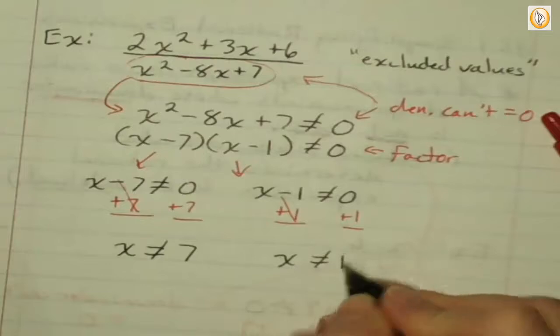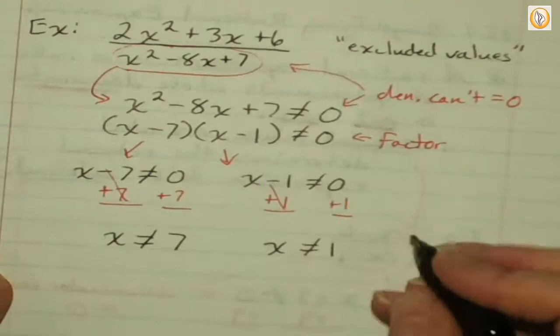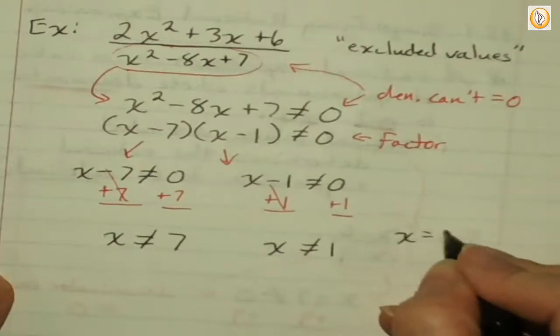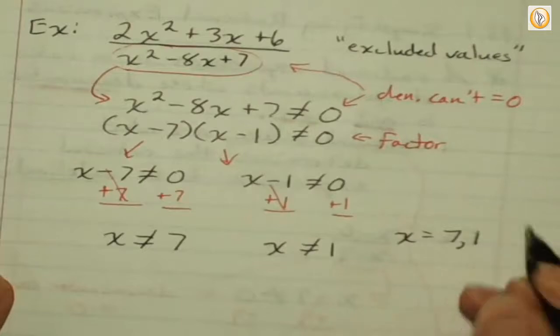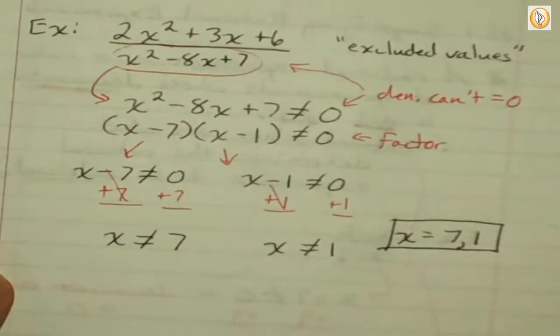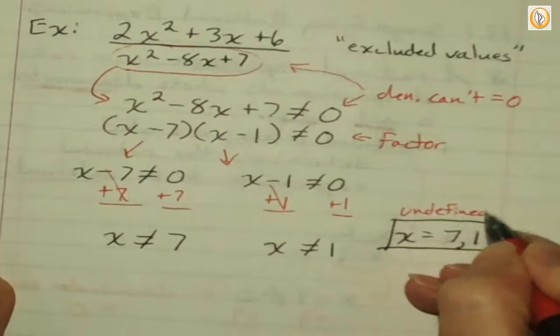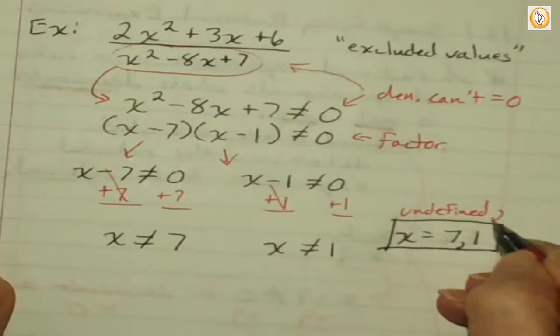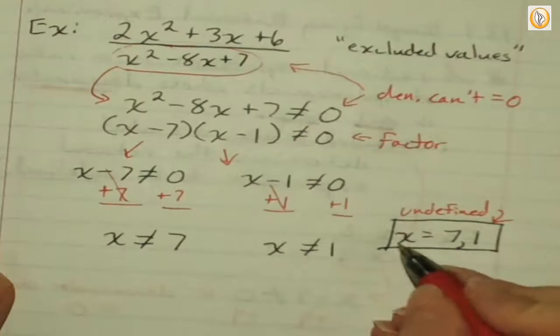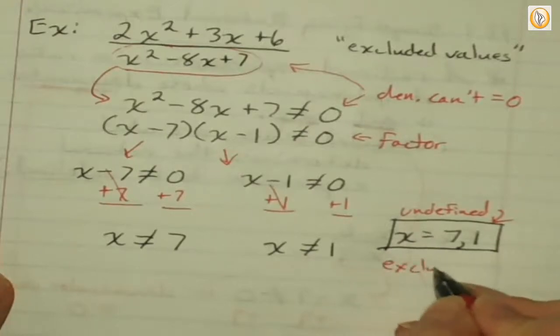x does not equal 1. So the excluded values, the numbers that you cannot use for x, would be 7 and 1. It's undefined when you use 7 or 1 as x.